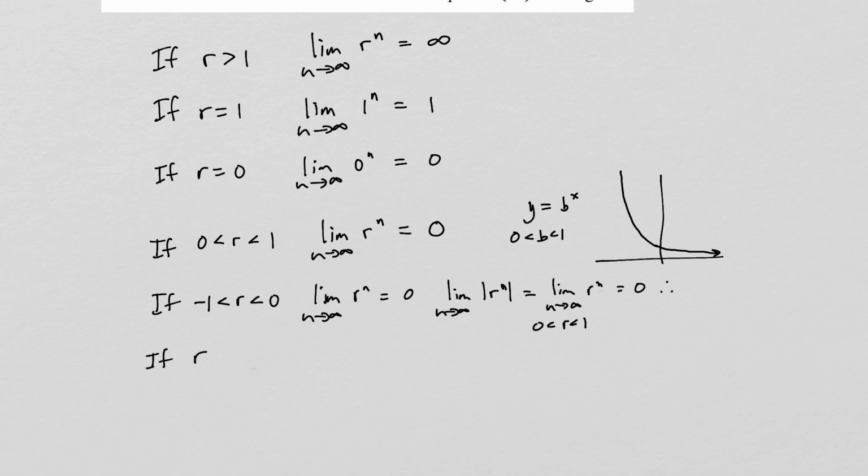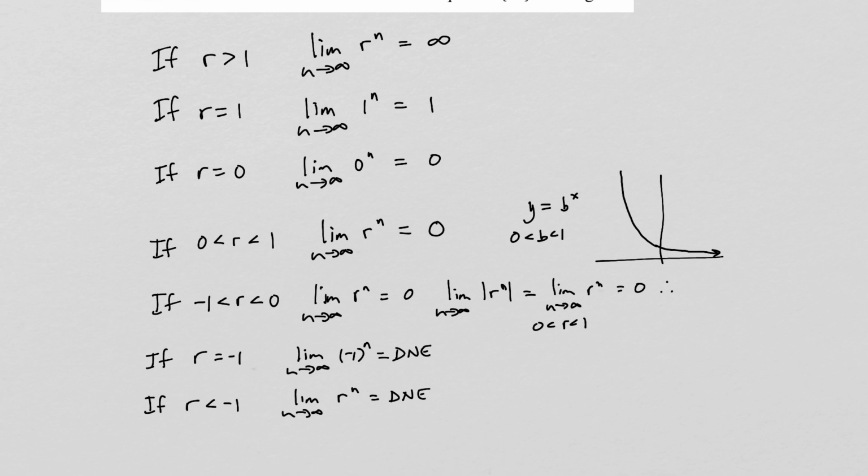Clearly, if r is equal to -1, the limit as n goes to infinity of -1 to the n is going to not exist. We talked about that earlier. And finally, if r is a number less than -1, the limit as n goes to infinity of r to the n is also going to not exist. This is because if you have a number such as -2, when you raise it to the n power, you get an increasing number, but it also oscillates back and forth between positive and negative.